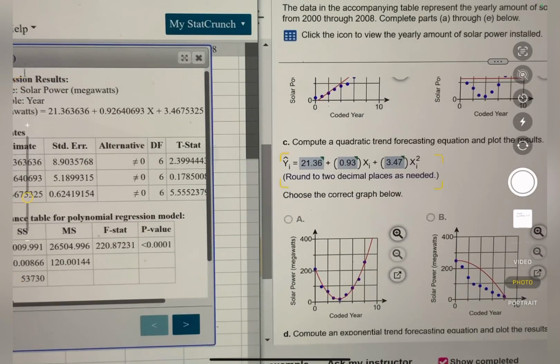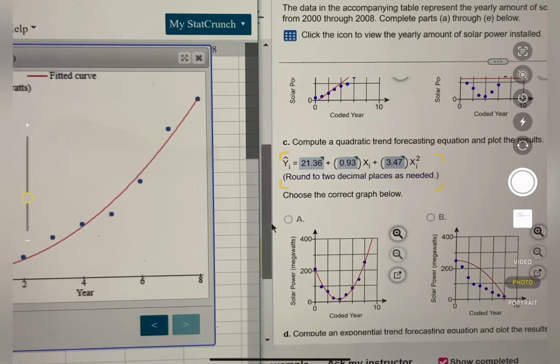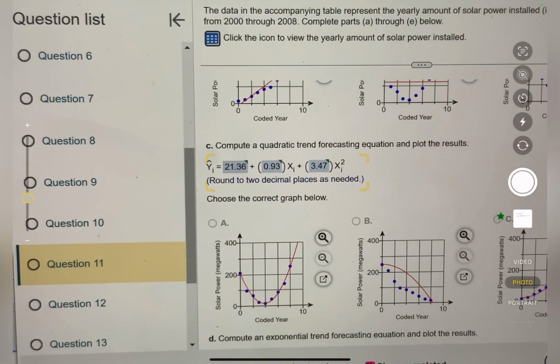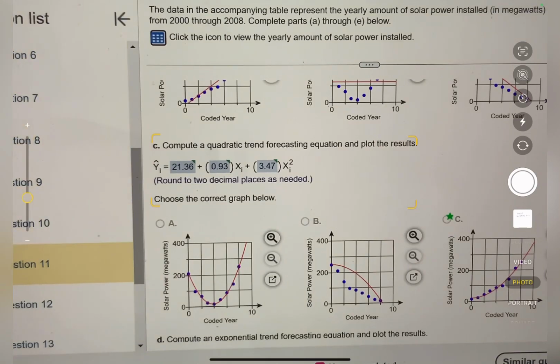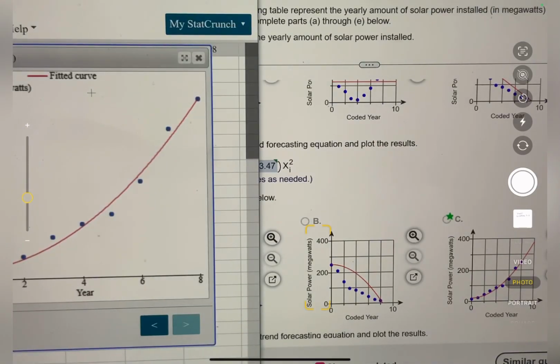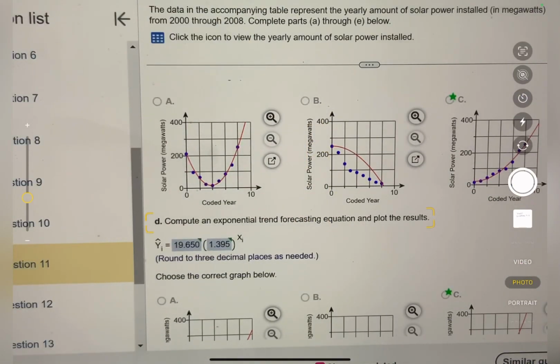So 20.136, here it is, 0.93 plus 3.47. Okay, we got that one, and we are clicking next page to see the graph, and it's going to be, let me see, this one. Here it is. So this is C. Here is the last one.